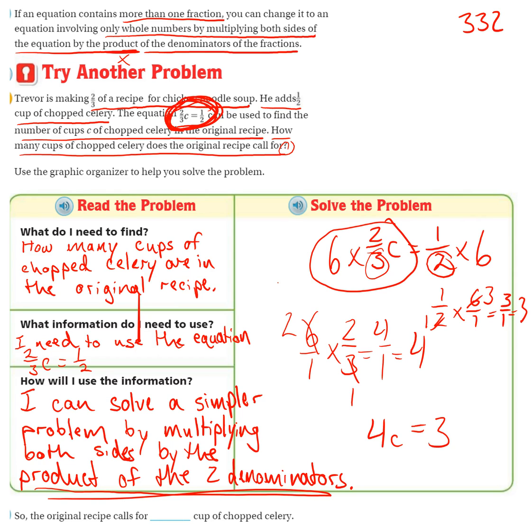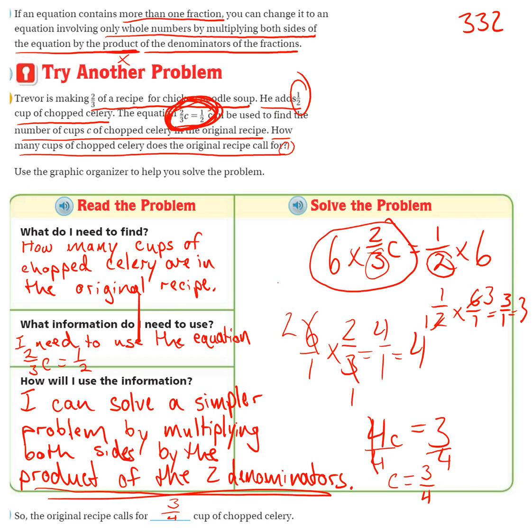Now I'm left with a much easier problem. I have 4 times C. Opposite of multiplication is division. So I divide both sides by 4. That gets rid of the 4 here, leaving me with just C. And then I can leave it as fractions because we're dealing with fractions, but if I needed to change it, I could, of course. But C equals 3/4, or 3 divided by 4. So the original recipe calls for 3/4 cup of chopped celery.